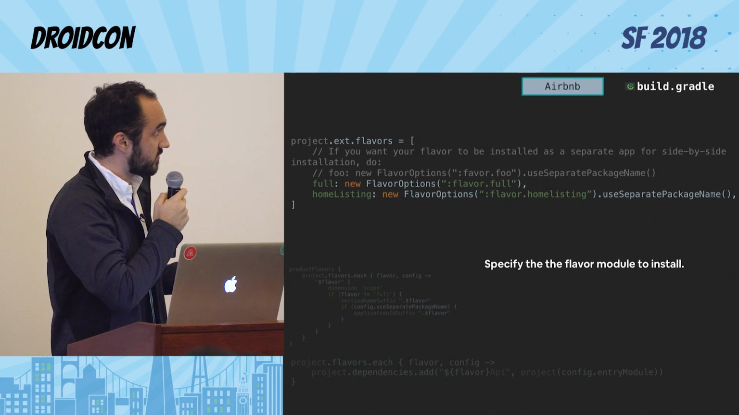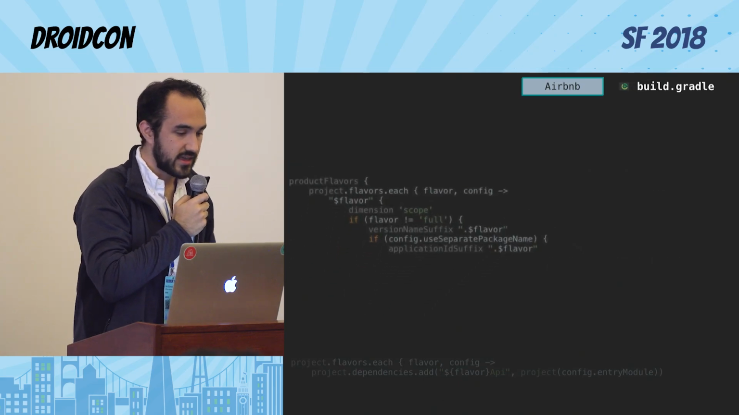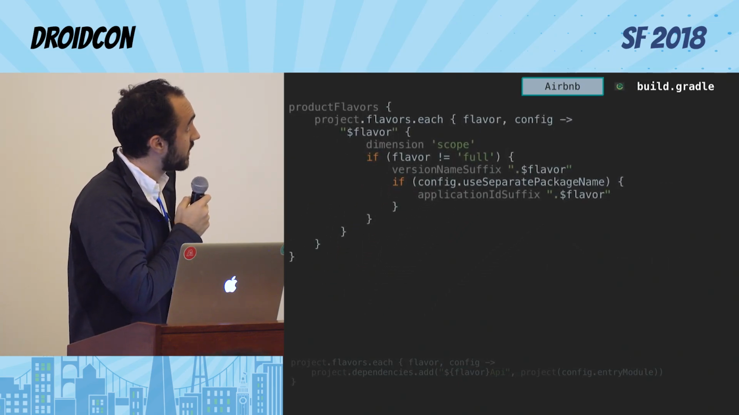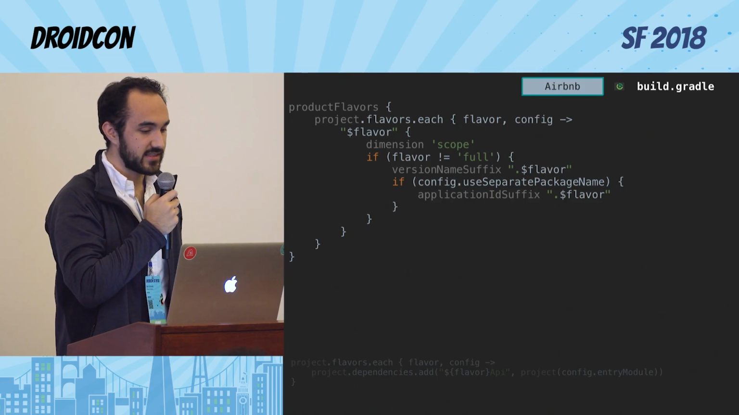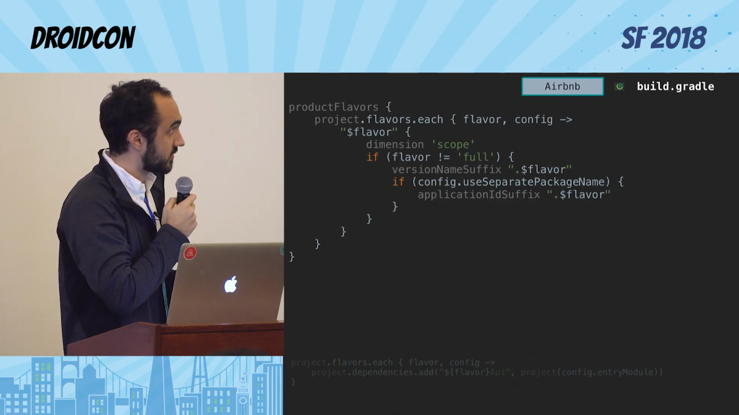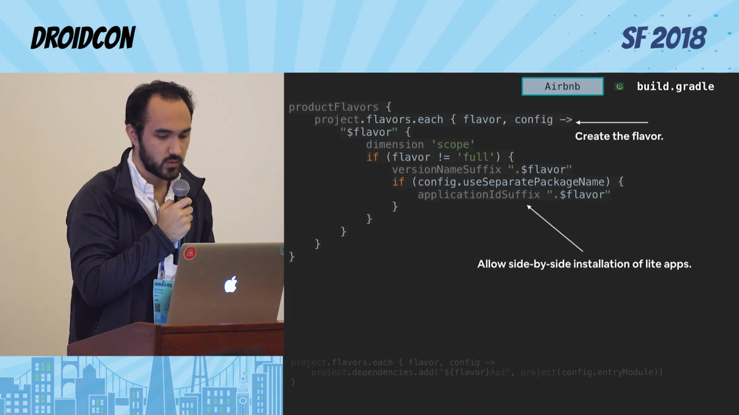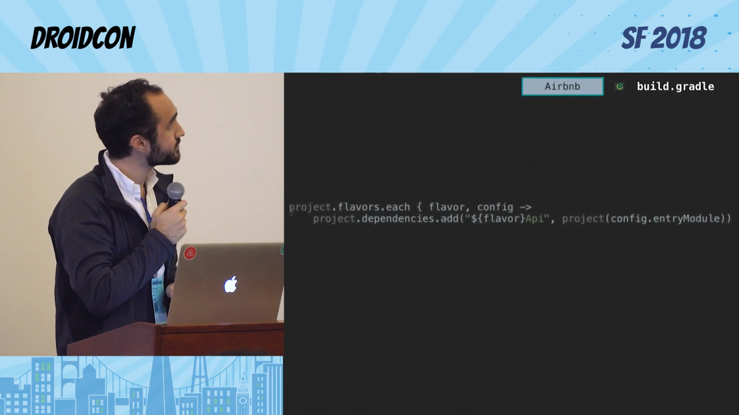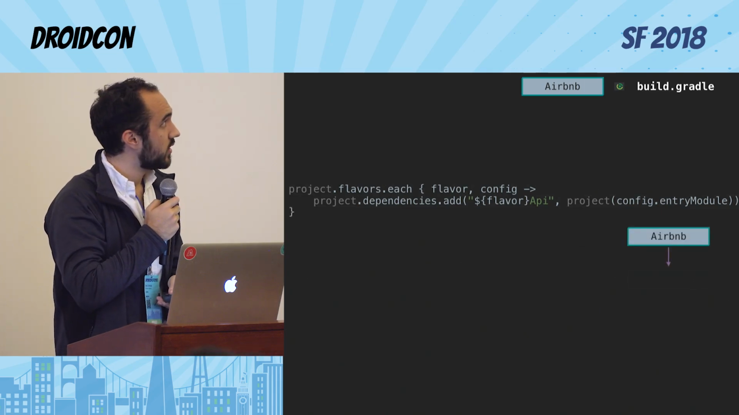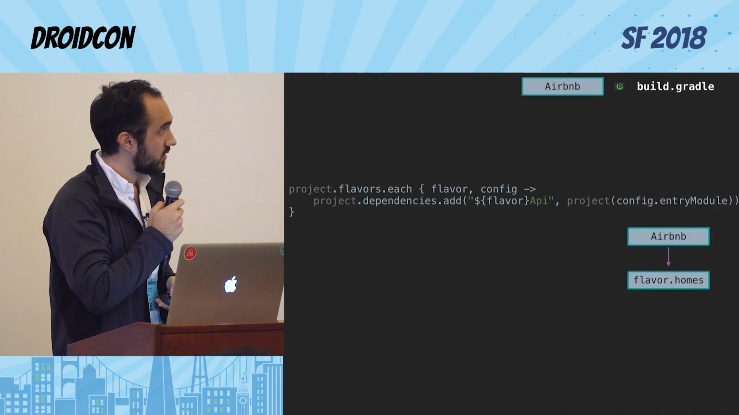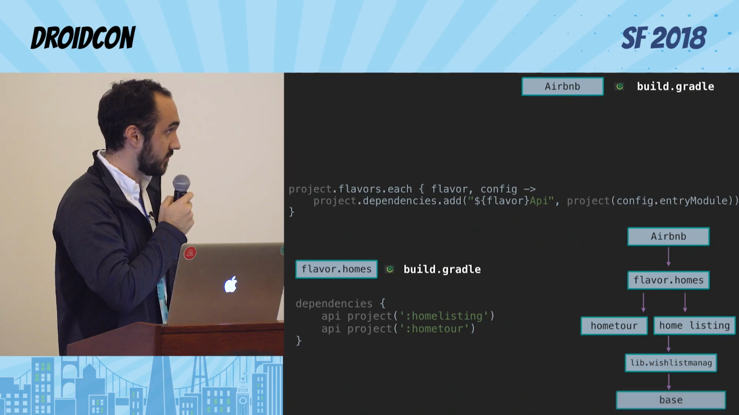You just have a developer say what flavor module they depend on in some sort of configuration file. And then it just takes a couple of Gradle for loops. So this one, we're going to iterate across all the flavors that we've declared, create a new flavor. Depending on if the developer said they want this to be installed as a separate application, we might add some sort of flavor suffix to the application ID. And then the last step is one last for loop where we actually install the flavor module. So in the case of flavor homes, we'll see that this adds the flavor code, which then looks at that module's build file and then adds all the modules it needs.